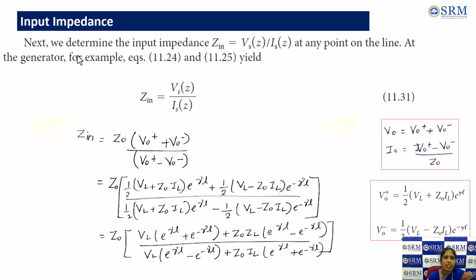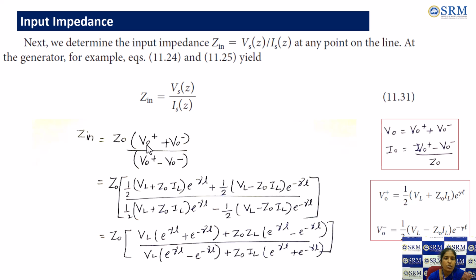That is, we have to find the input impedance at any point on the line. So at the generator, we already know the general relation is Zin equal to Vs of Z by Is of Z. At the generator, we have already applied the condition Z equal to 0 and we have found these expressions, right? So it will be equal to V0 by I0. If you substitute V0 by I0, what you will get? V0 plus plus V0 minus divided by V0 plus minus V0 minus. This Z0 term comes to the numerator.